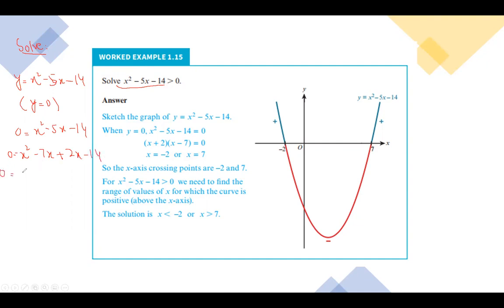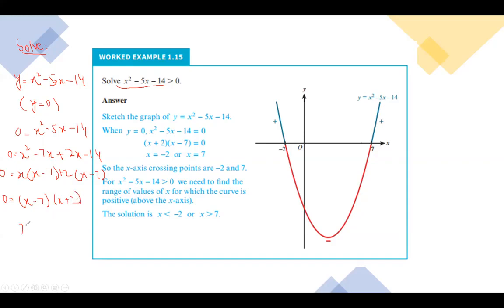So it must be x into (x minus 7) plus 2 into (x minus 7). So it must be (x minus 7) into (x plus 2).